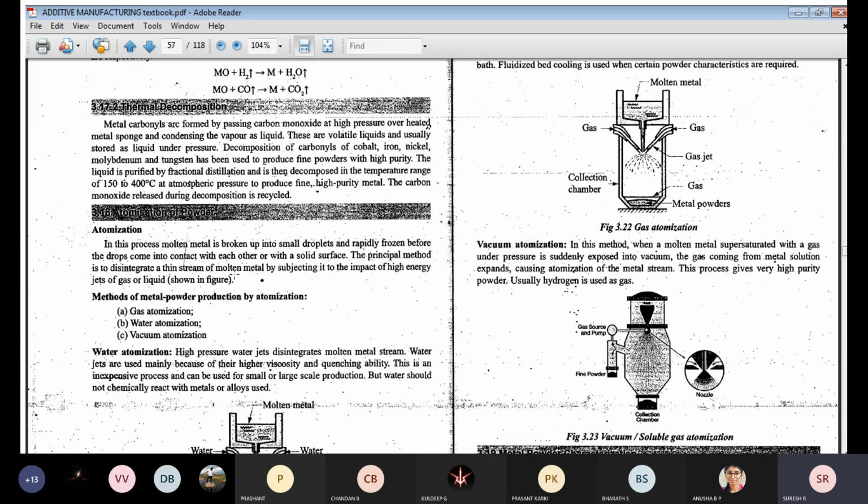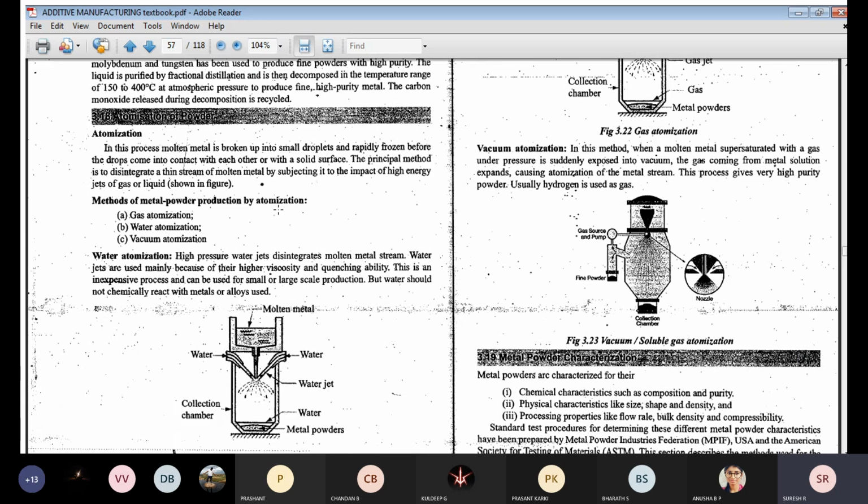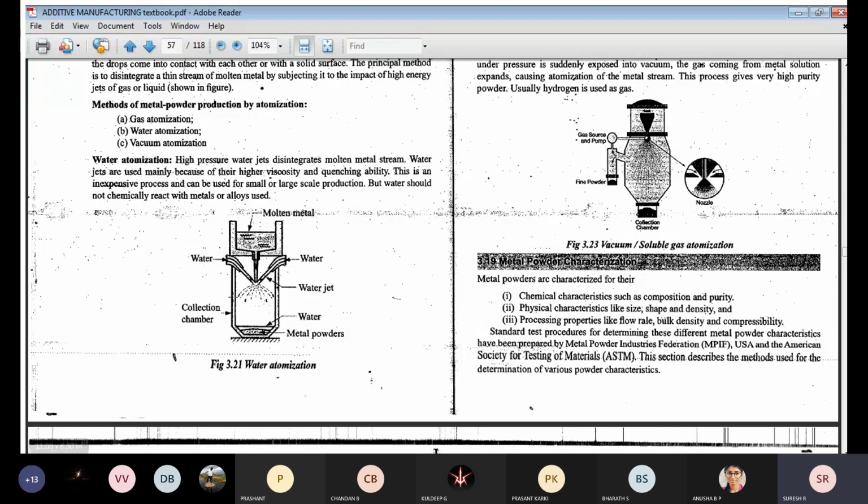In the atomization process of metal powder production, there are three important types. The first is gas atomization. The second is water atomization. The third is vacuum atomization. These are three important atomization techniques of obtaining metal powders. In the examination they may ask directly to explain water atomization, gas atomization or vacuum atomization, or generally they may ask to explain the atomization process. You have to select any one and explain it.